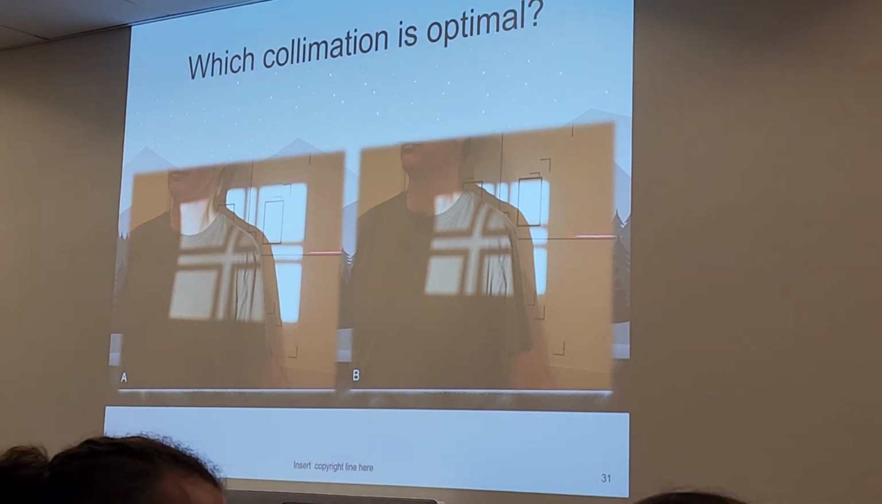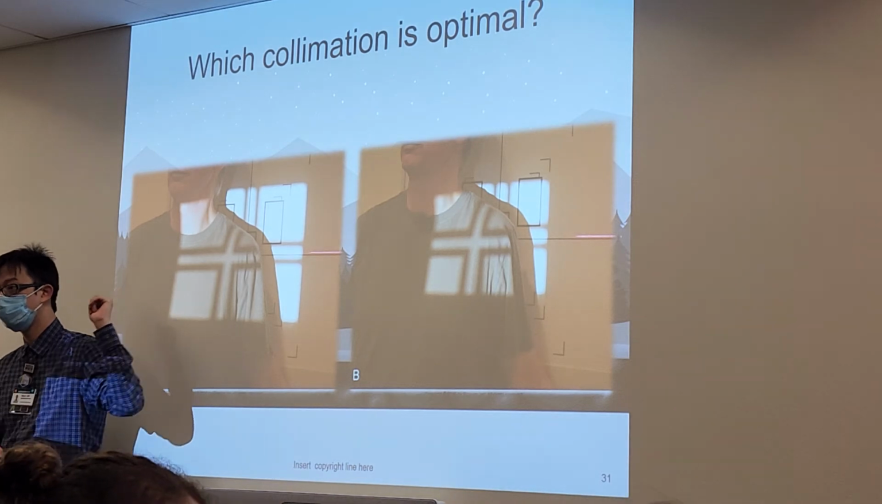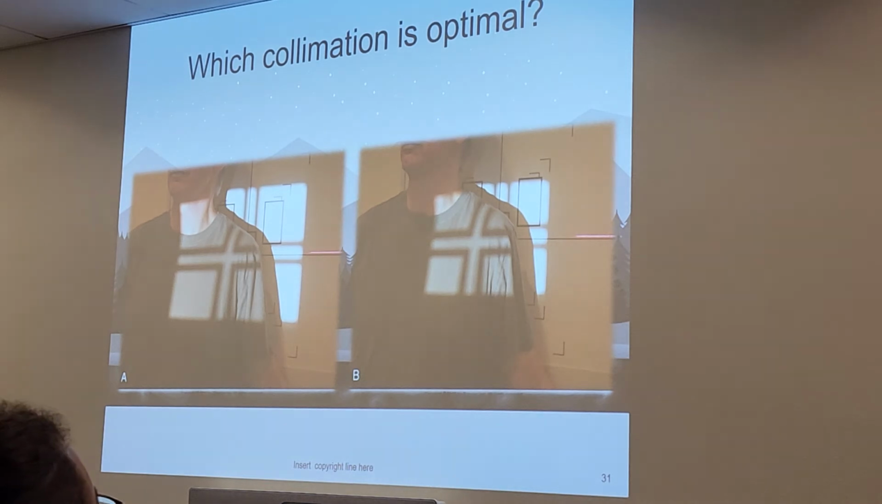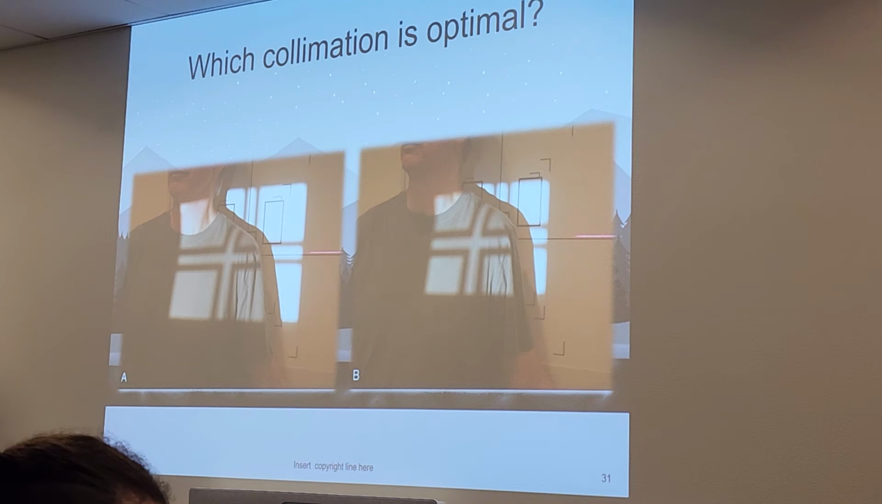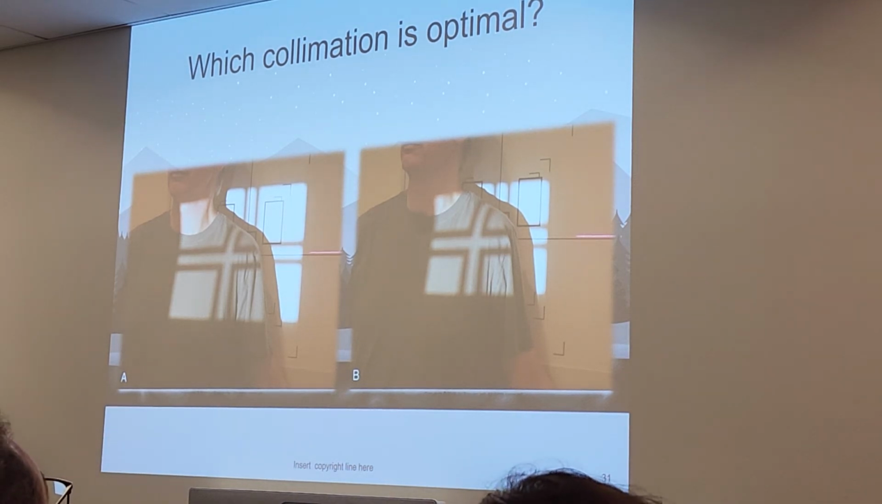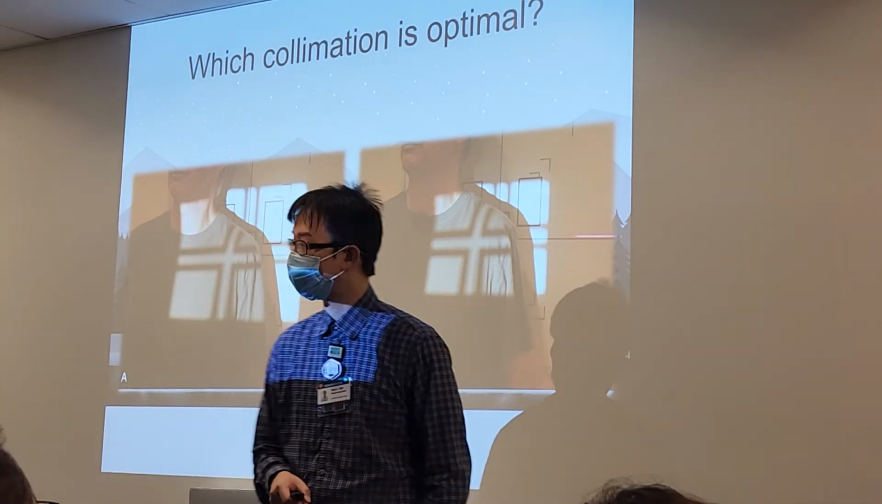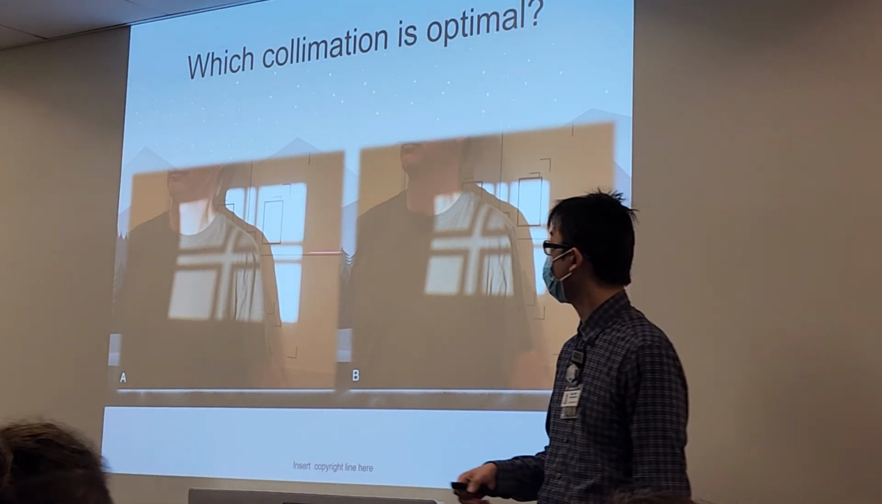If you take a look here, this is an X-ray set up for the patient's shoulder. Between these two images, A and B, which one looks like optimal collimation? B. Why? There's an outline on the back as well. All right, great. It's smaller, more focused, and doesn't go outside your cassette.